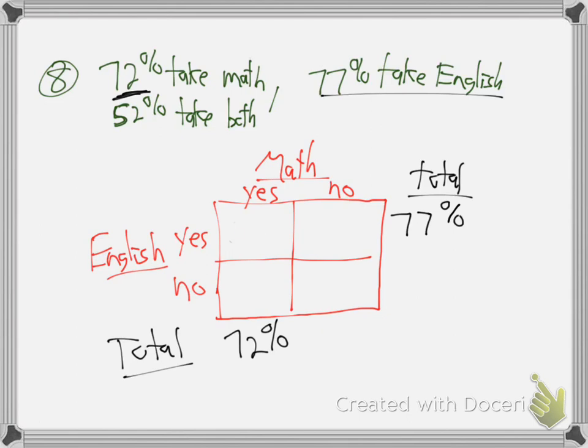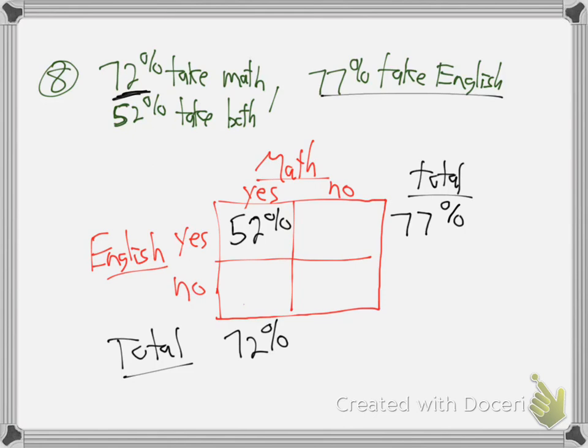My fives always look funny. 52% right there. Good? Because they're yes and yes, right? They're taking English and math, both. And now can we get the rest of the table? How do we know what goes here, for example? Does that make sense, right? Because 72% total are taking math, 52% of those also take English, so that must mean subtract, right?